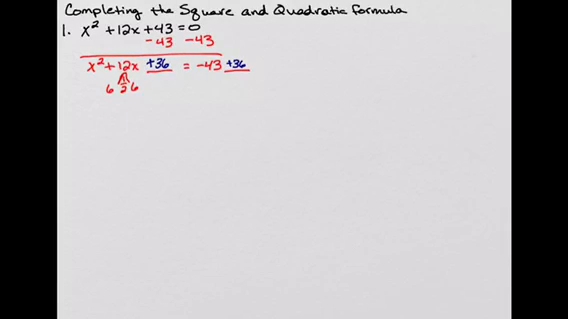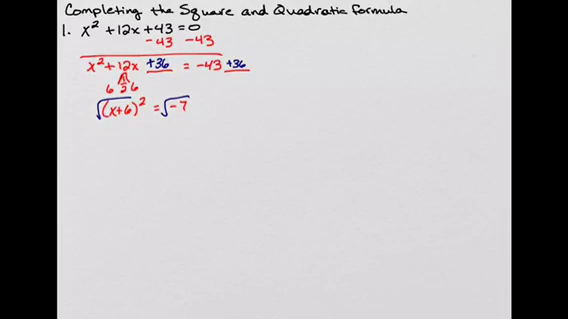So now when I go and factor on the left side, I get x plus 6 squared. And then on the right side, I take negative 43 plus 36, and that gives me negative 7. Now to solve, that means I'm trying to get the x by itself. So to undo a square, I just have to take the square root of both sides.